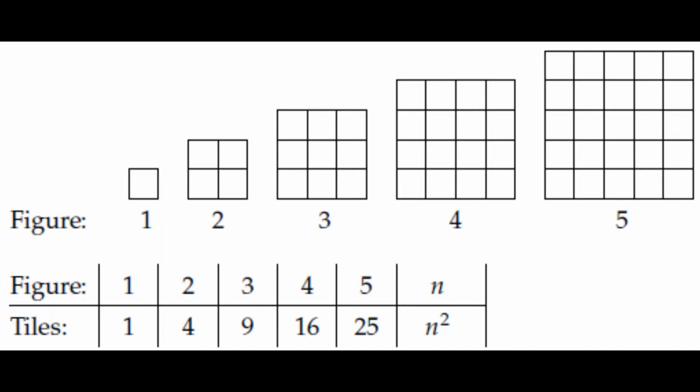Kasi 1 times 1 is 1. 2 squared or 2 times 2 is 4. 3 squared or 3 times 3 is 9. 4 squared or 4 times 4 is 16. 5 squared or 5 times 5 is 25. So, we can therefore conclude na ang kanyang formula is n squared.